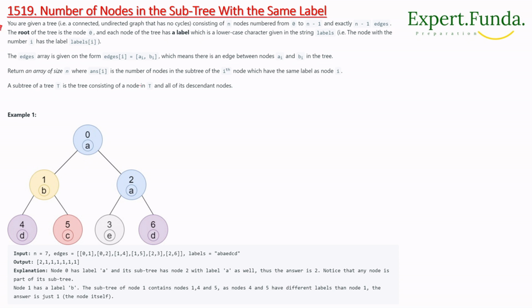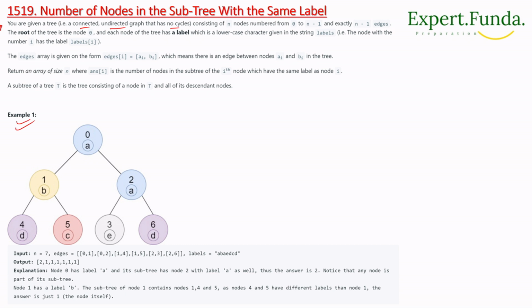It is saying you are given a tree, and it is a connected, undirected graph and has no cycle. Connected means all nodes should be connected. You can see example one, in which all the nodes are connected with each other. Undirected, there is no direction from one node to another, and has no cycle, so it is not maintaining any cycle in this.